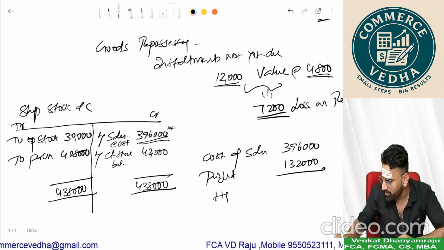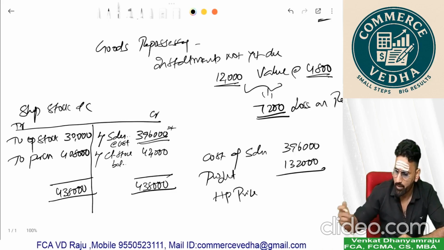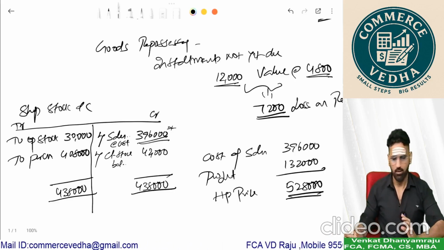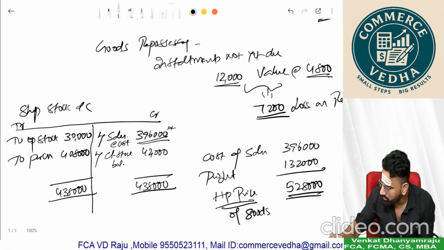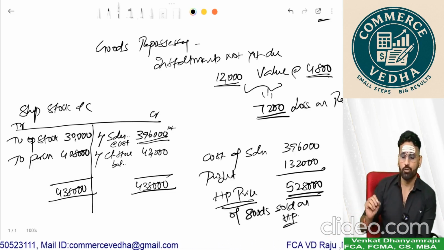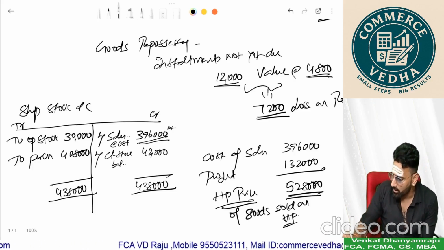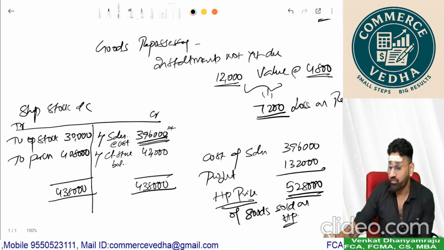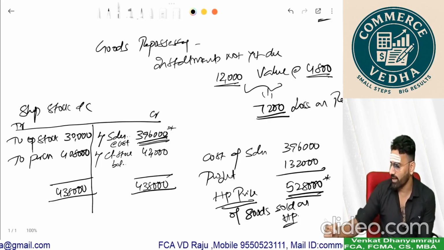And the hire purchase price of the goods sold is 5,28,000. Right. This is the hire purchase price of goods sold. So with the small information, what we did, we identified the total cost of the goods sold and the sale value, or hire purchase price, of the goods sold, which is 5,28,000.